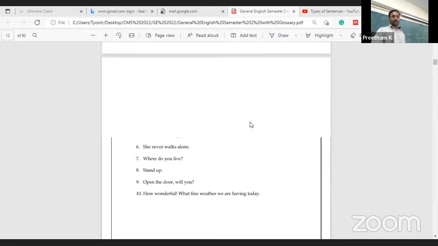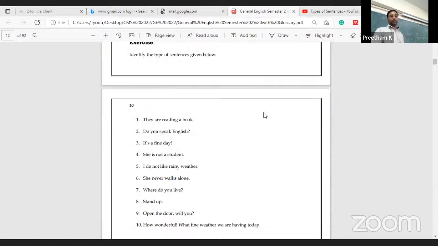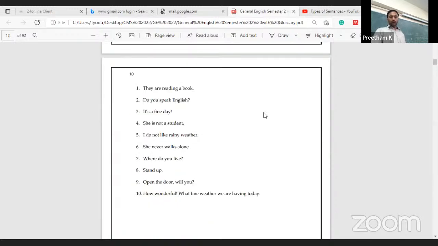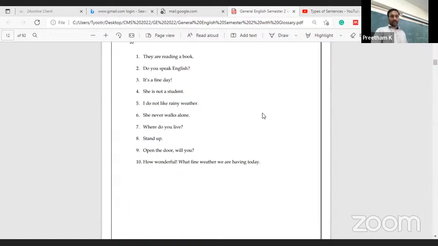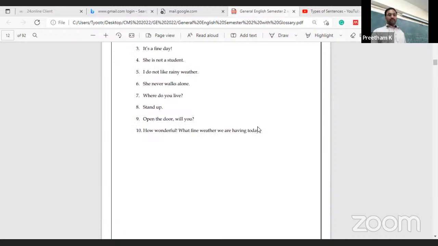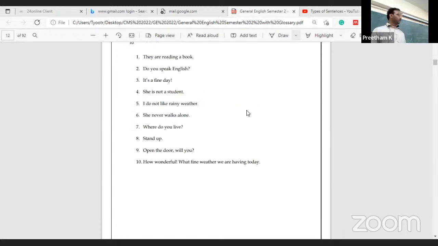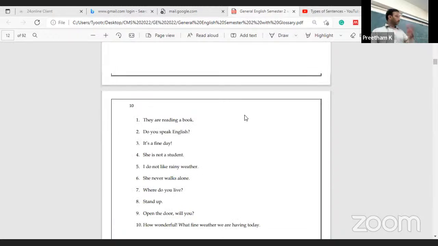So there are a few examples or exercises that are given to you. You should just identify the type of sentence given below. They are reading a book. You speak English. It's a fine day. She's not a student. I do not like rainy weather. She never walks alone. Where do you live? Stand up. Open the door, will you? How wonderful! What fine weather we are having! So you have to identify what type of sentences these are. Okay, first go through the types of sentences.